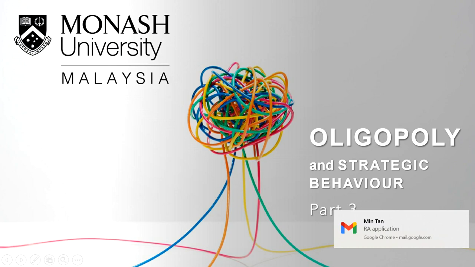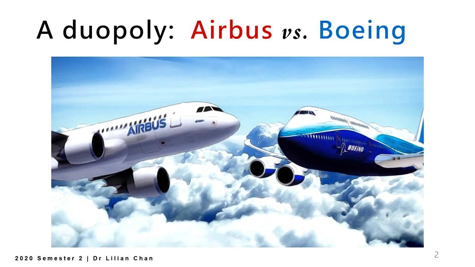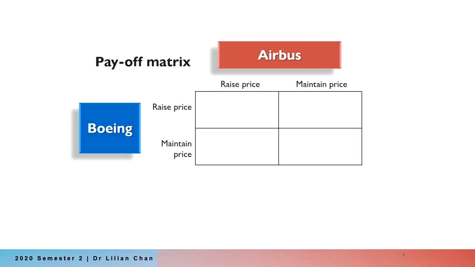Hello! In this video, we will apply game theory to business firms. Suppose we take the example of Airbus and Boeing in the commercial aircraft manufacturing industry. For simplicity, let's assume that there are only two firms in this industry, a duopoly in this case. Suppose the payoff matrix for the game between Boeing and Airbus is a 2x2 matrix.